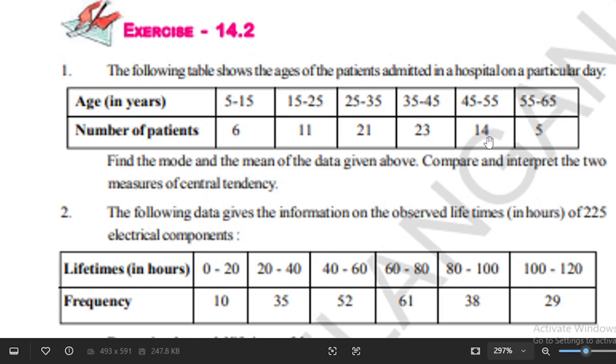35 to 45 age group has 23 members. 45 to 55 age group has 14 members. 55 to 65 age group has 5 members. Find the mode and mean of the data given above. Compare and interpret the two measures of central tendency.